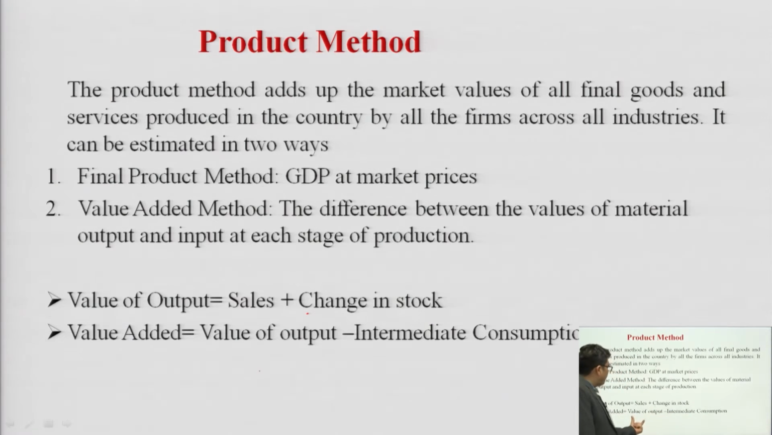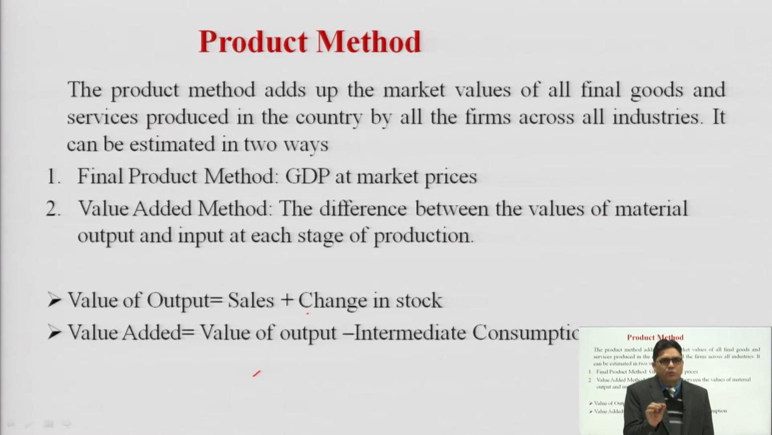The value of output is calculated over here. What is intermediate consumption? It is the acquisition or purchase of raw material while we are producing certain goods. Now, this intermediate consumption can be purchased domestically from India, or from abroad. I mean to say, we can also import the raw material.